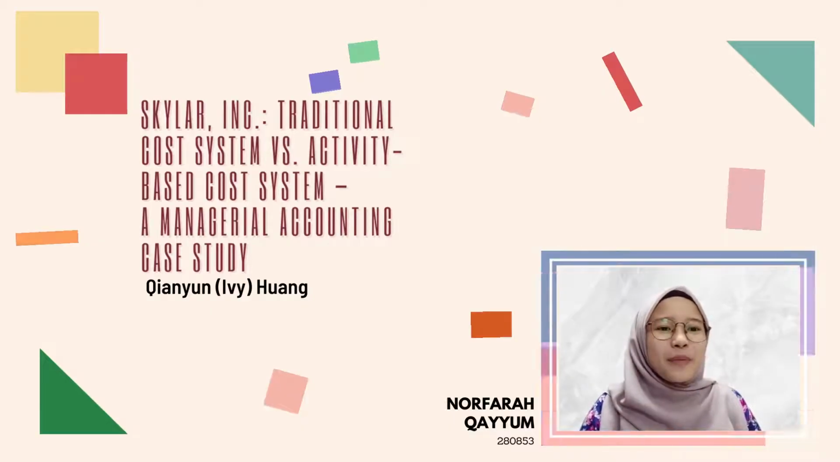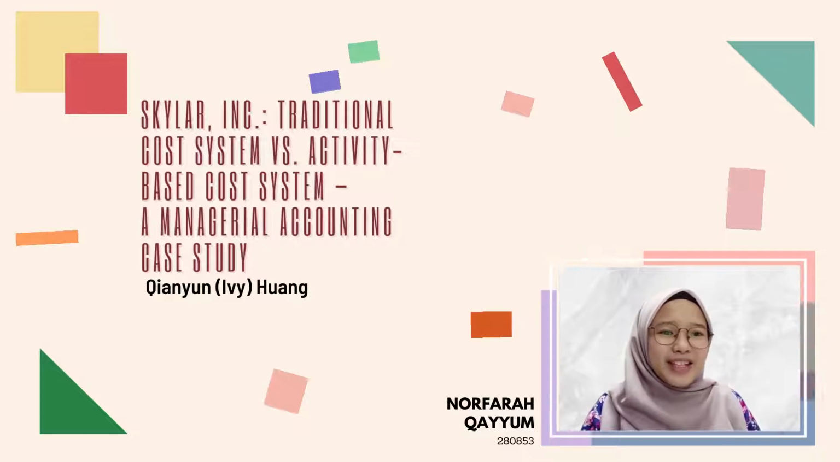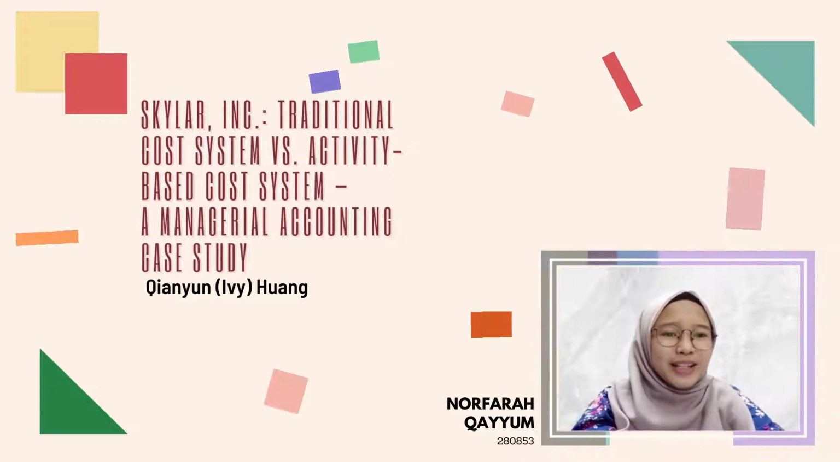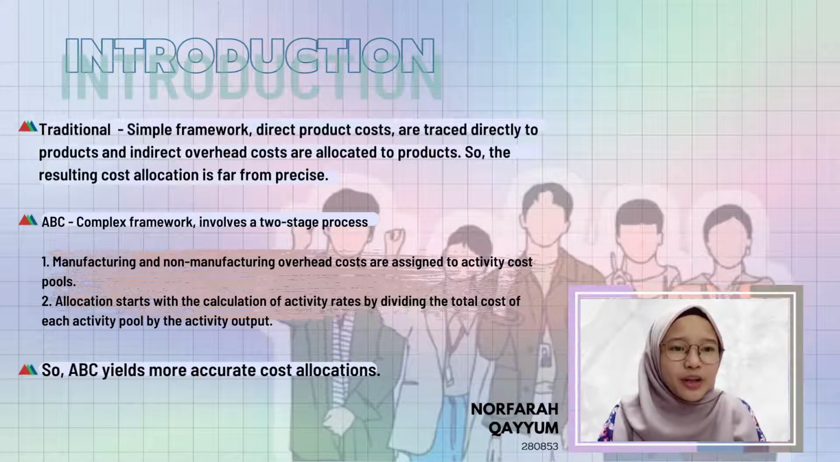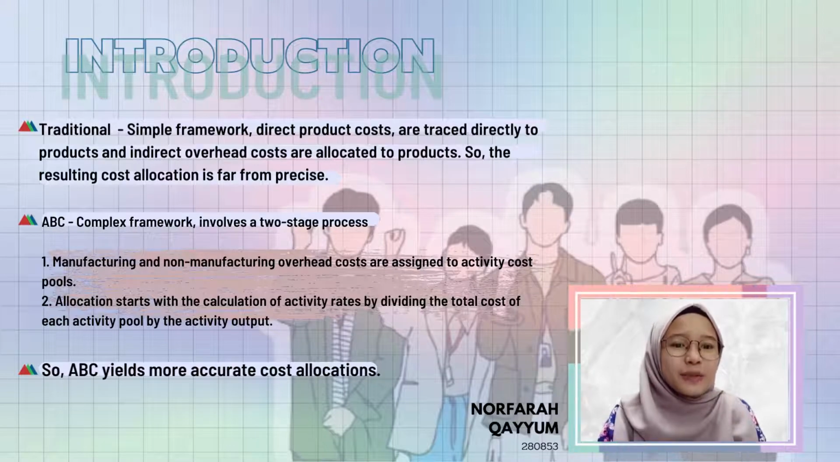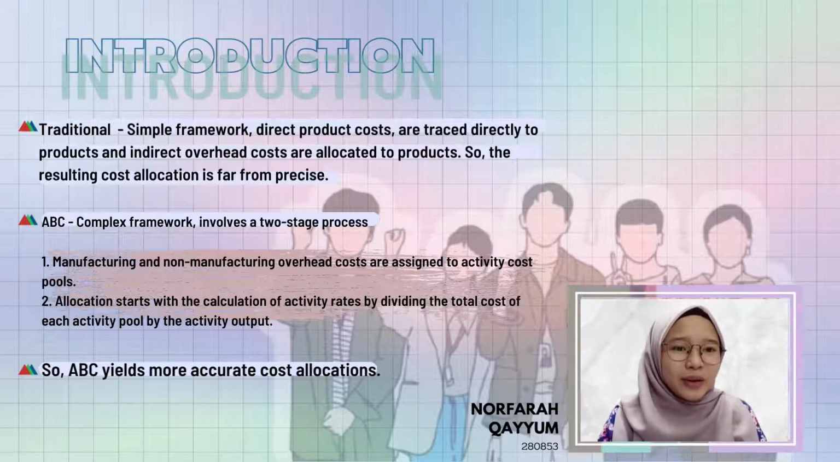Assalamualaikum and hi. My presentation is based on a comparative and scalar incorporate of the traditional cost system versus the activity-based cost system, a managerial accounting case studied by Kian Yun Ivy Huang. This case is designed to discuss the comparison between the two cost systems and the different concepts between these two. The traditional cost system follows a simple framework and its implementation is straightforward, but the resulting cost allocation is far from precise.